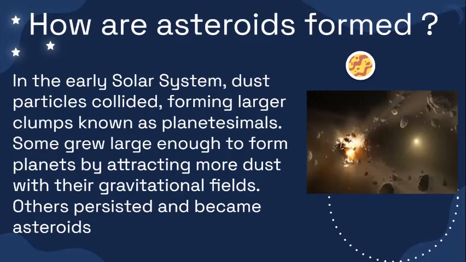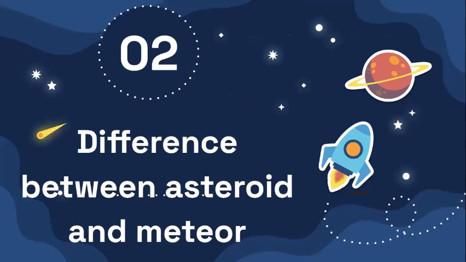Some grew large enough to form planets by attracting more dust with their gravitational pull, pulling the whole thing in. And others persisted, meaning they didn't have that much gravitational pull, so they stayed little and are now called asteroids.